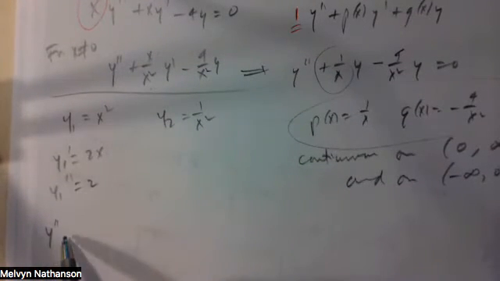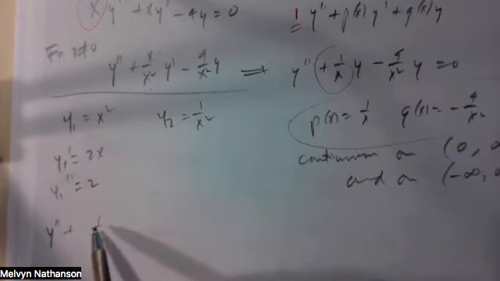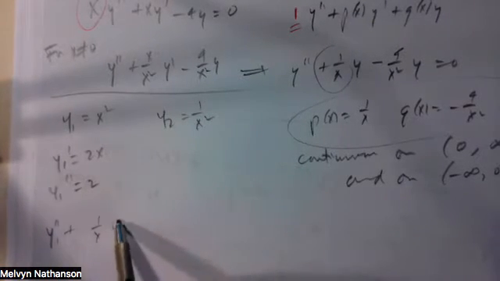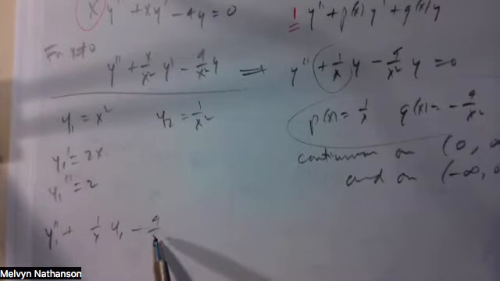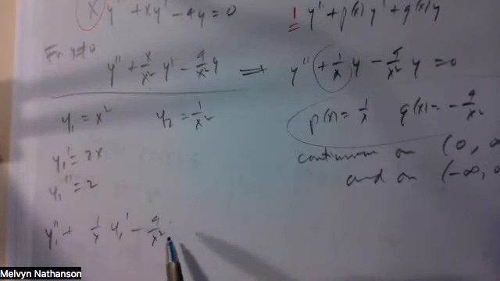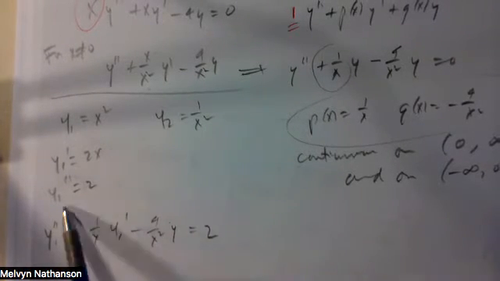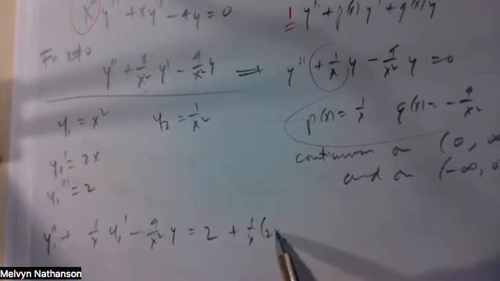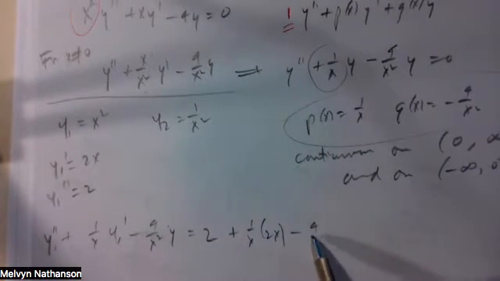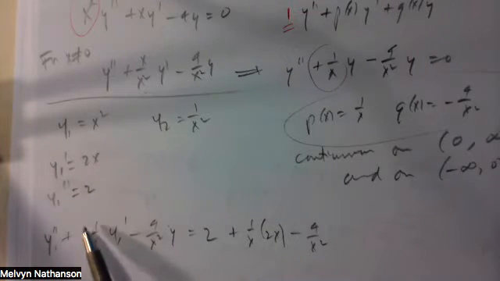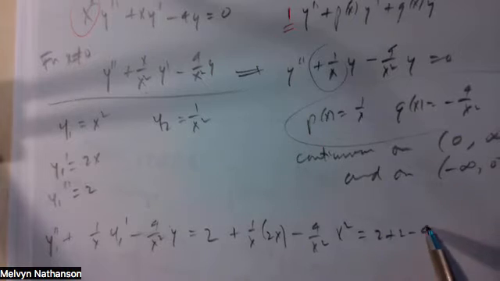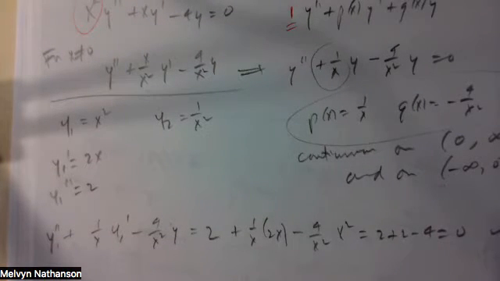In that case, y1 double prime plus 1 over x y1 prime minus 4 over x squared y1 is equal to y1 double prime, which is 2, plus 1 over x times y1 prime, which is 2x, minus 4 over x squared times y1, which is x squared. This is 2 plus 2 minus 4, which is 0. So this checks.